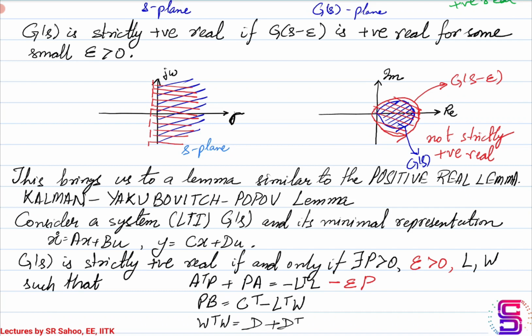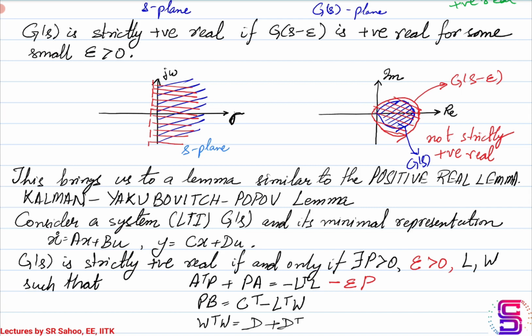So if GS is positive real but not strictly positive real, then the points marked by the red shaded region will map onto the GS plane such that some of the mappings that you see here are not contained in the first and fourth quadrant of the GS plane. So in such a case, GS will not be called a strictly positive real transfer function.